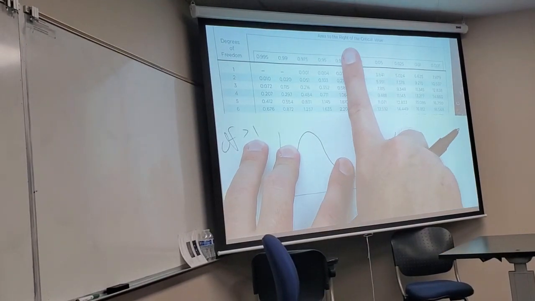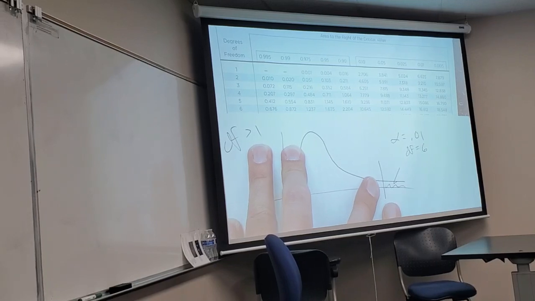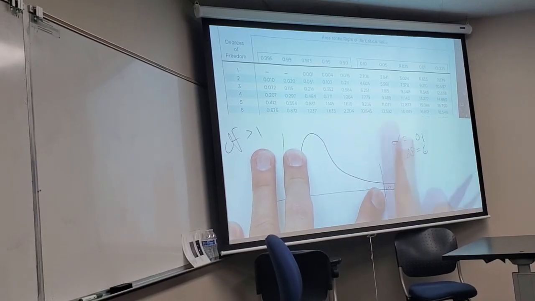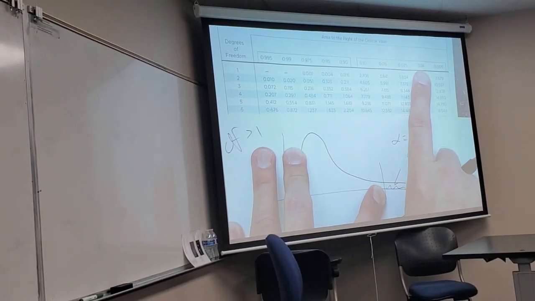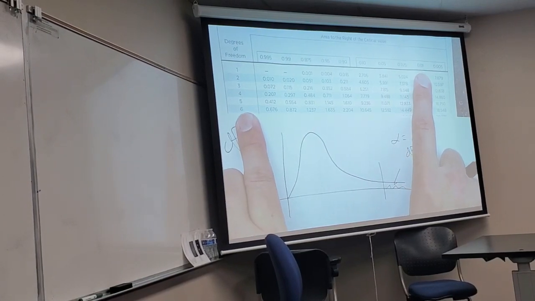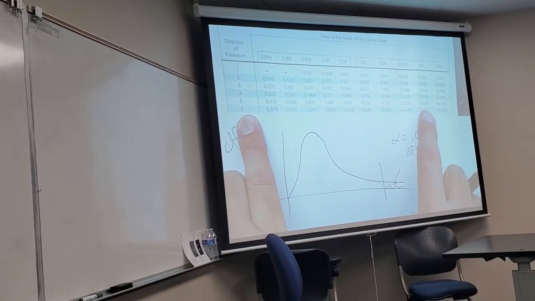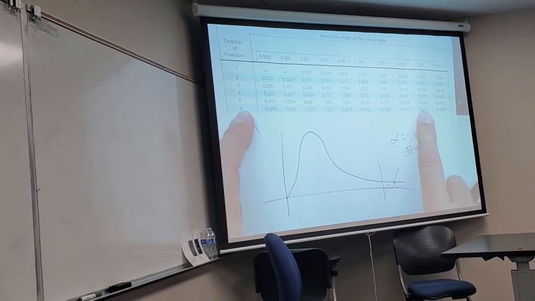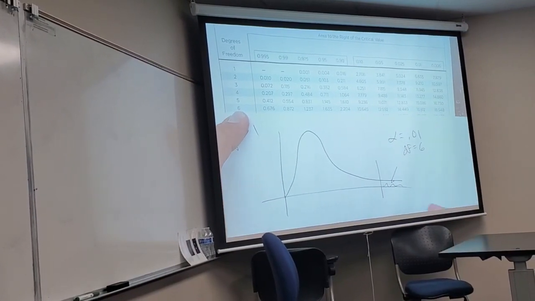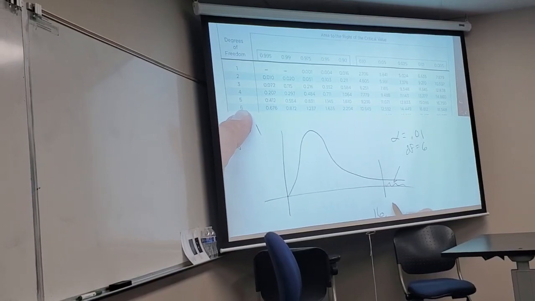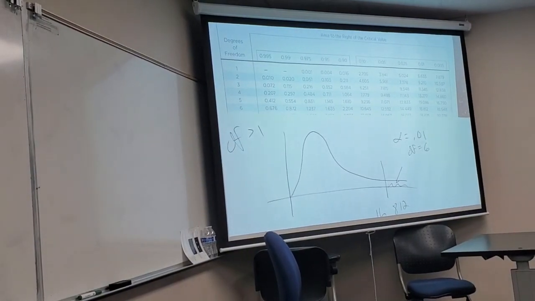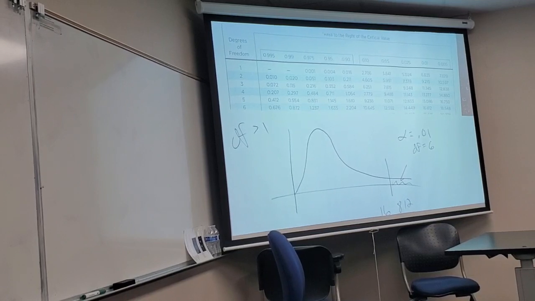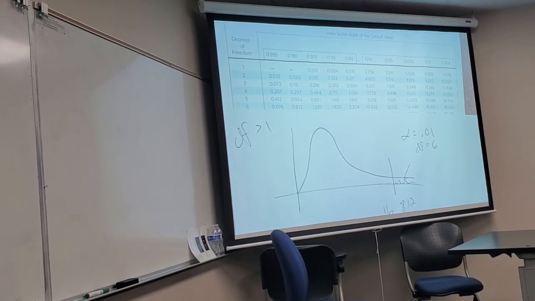So again, what does it tell us? Area to the right. What's the area to the right of this chi-square? 0.01. Area to the right, 0.01. Degrees of freedom is 6, so then I get 16.8. That's right. You got it. Okay. That's how you read this.